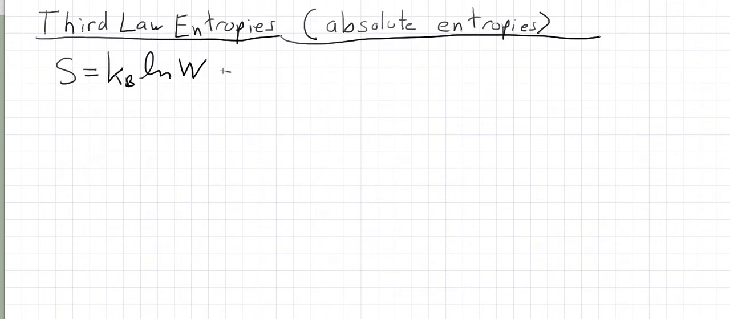And we know that this implies, since the number of microstates at absolute zero is going to be equal to 1, the log of that is 0. So if we're at absolute 0, then as long as we have a perfect crystal, the entropy is going to be equal to 0, which means that we have a fixed reference point.